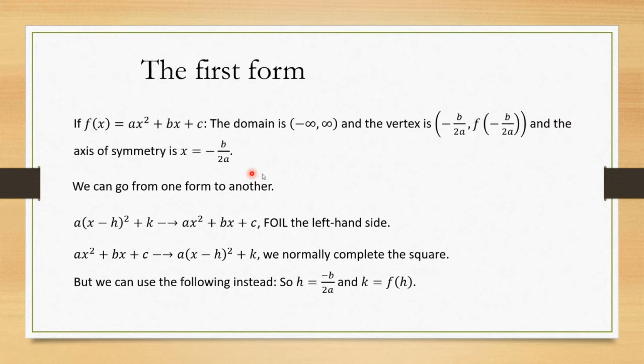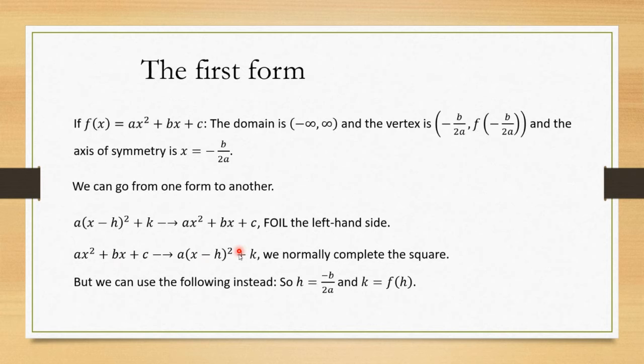And this is the axis of symmetry. Again, that's the vertical line through the vertex. So if for some reason we did not know these formulas, then we would have to complete the square. These A's are the same. It turns out this H is actually equal to negative B over 2 times A, and for K, you just plug it into F. That is, you replace X by H in here to get K.